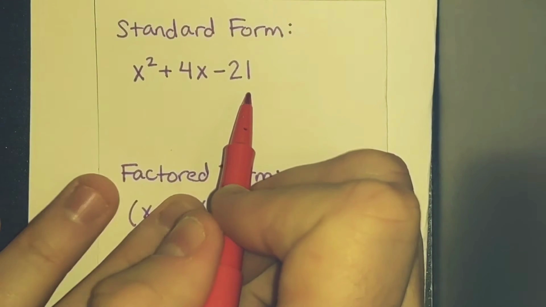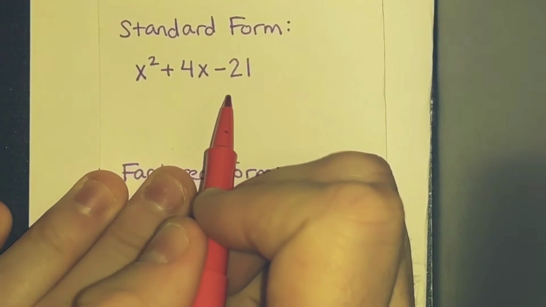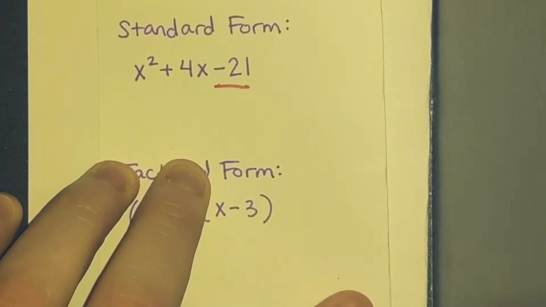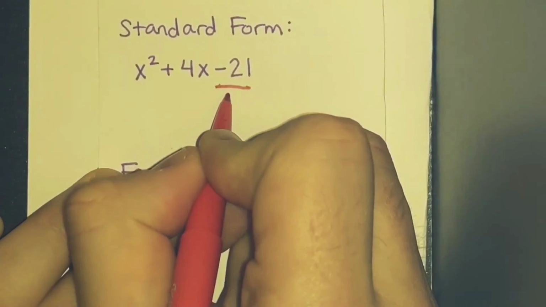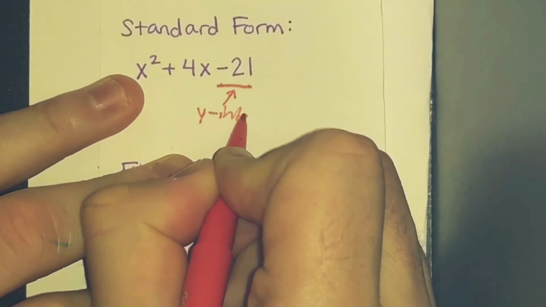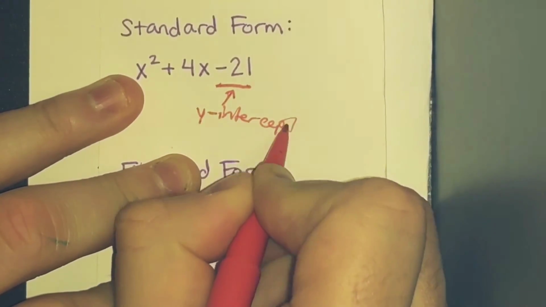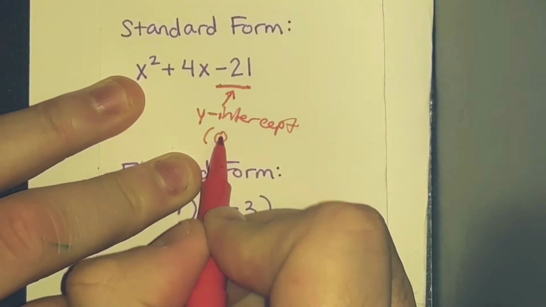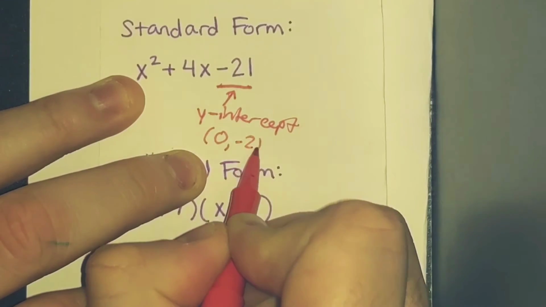Now, standard form is useful for finding a couple things. So first thing, that number at the end there actually tells you the y-intercept. Okay, so my y-intercept would be at 0 for x and -21 for y.